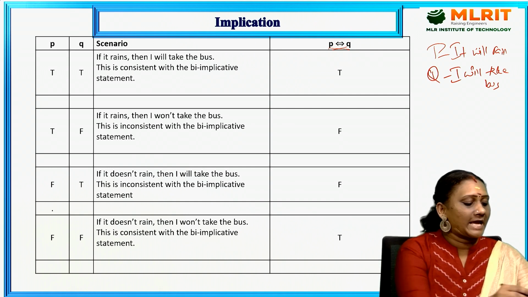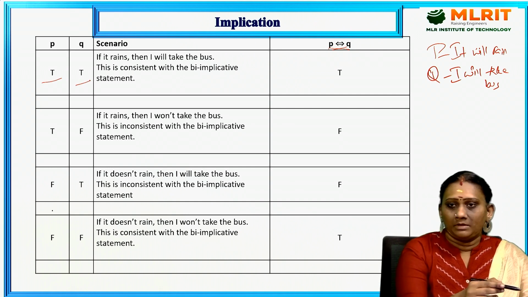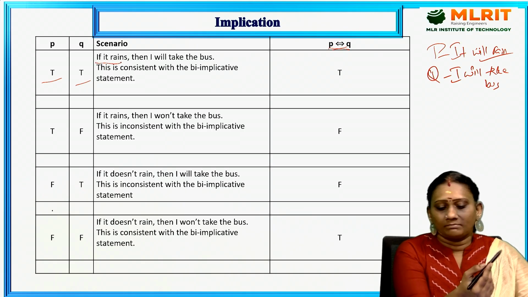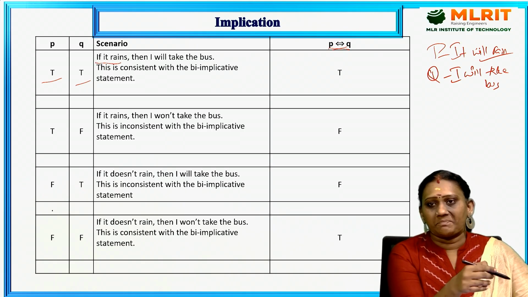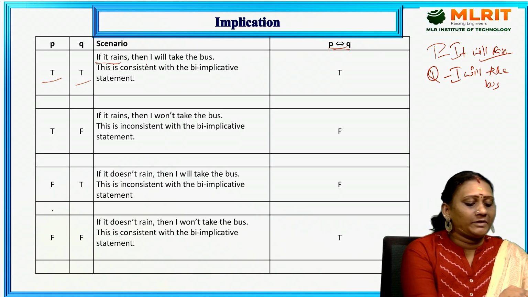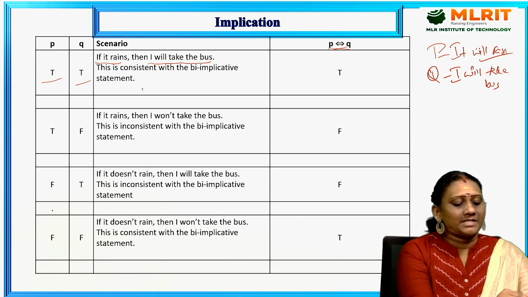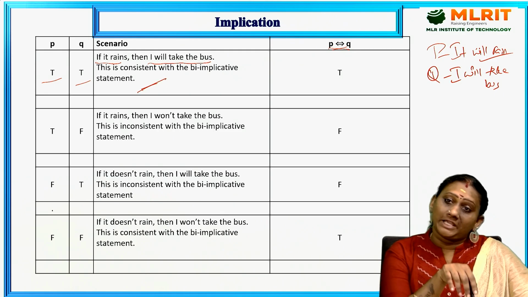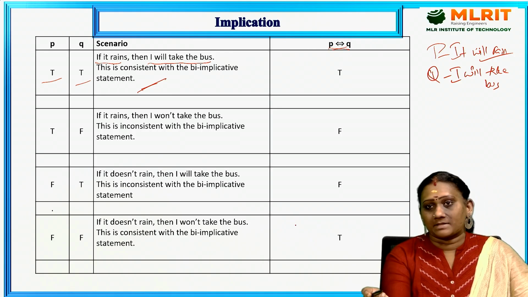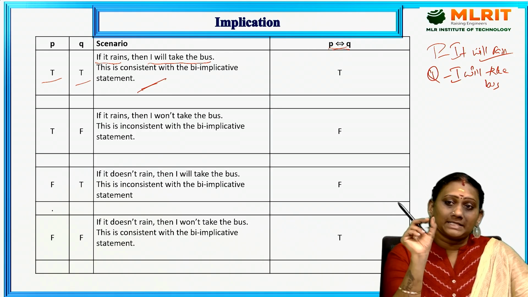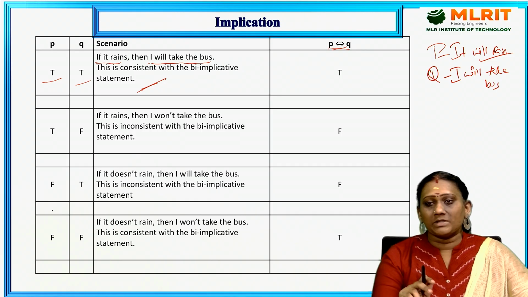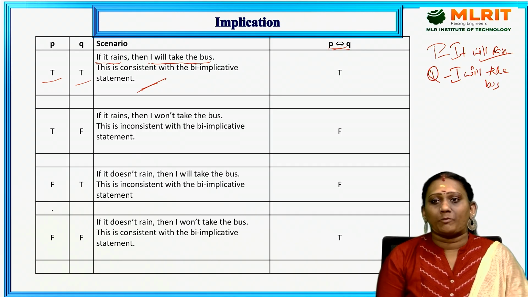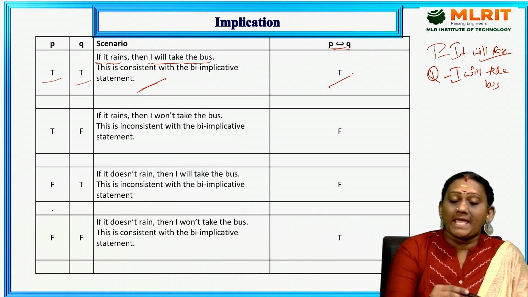So my first scenario, true and true. The true statement is, if it rains, this is my first statement, that is true, and I will take the bus. This is consistent with bi-implication. Why is it consistent? If and only if it rains, I will take the bus. That particular statement will be true always, because according to the rule of bi-implication, it is satisfying both the sentences. So the output will be true.